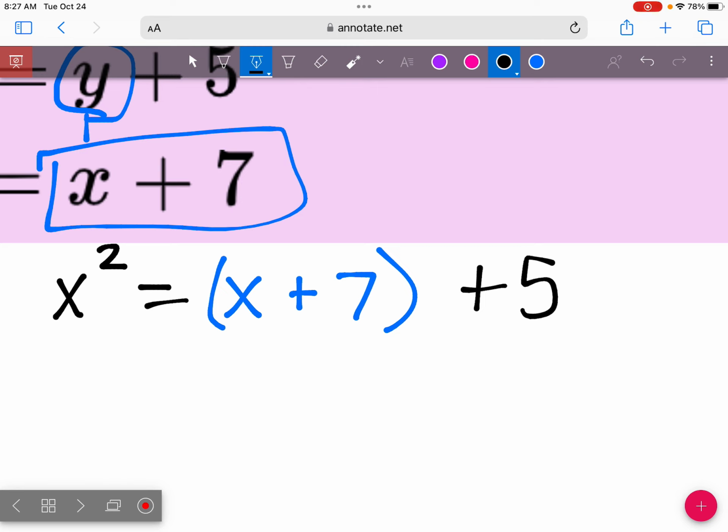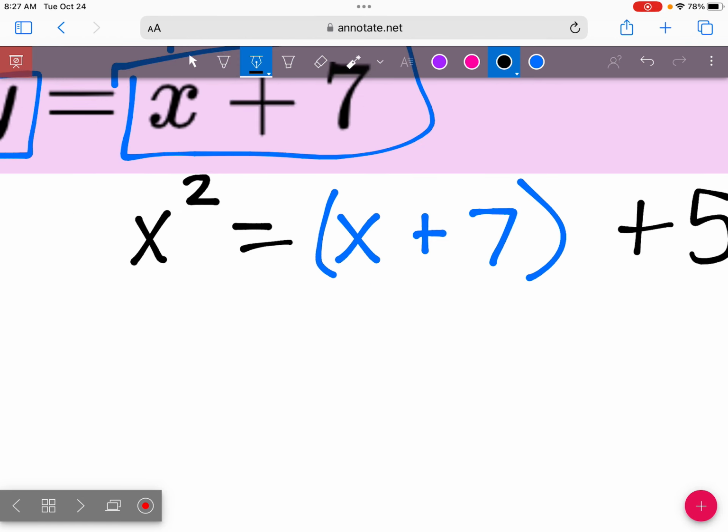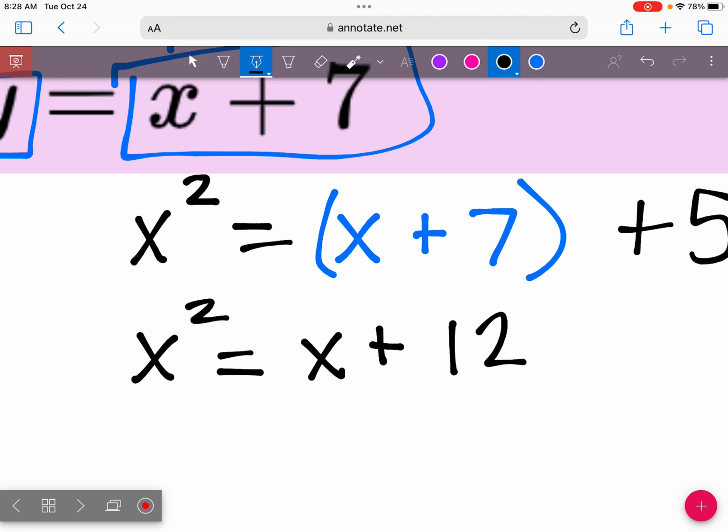Are my blue parentheses actually doing anything here? No. But it's a good habit to be in. So what we have is x squared equals x plus 12. And now we're trying to solve this.